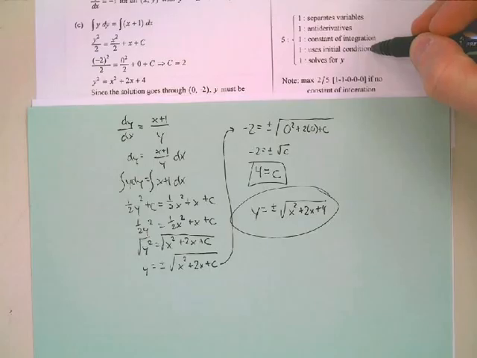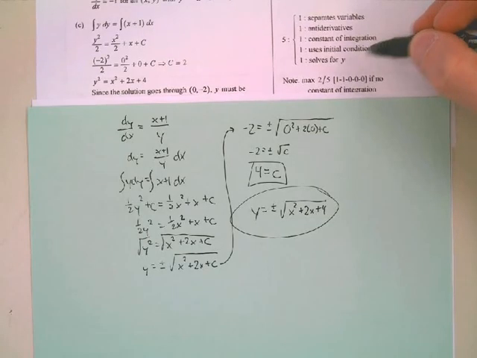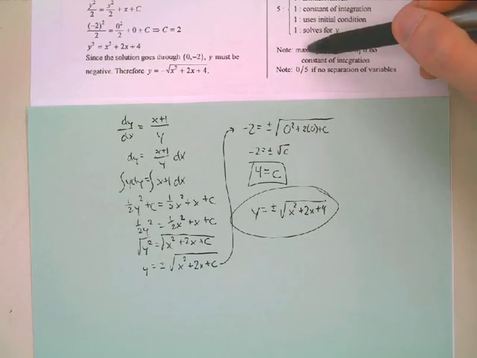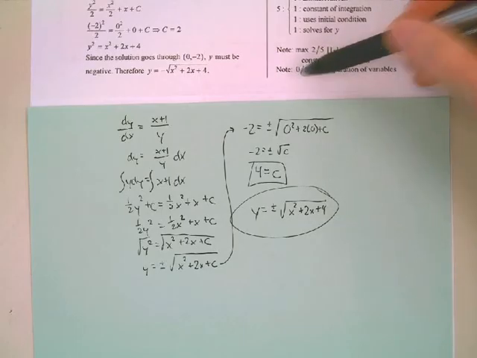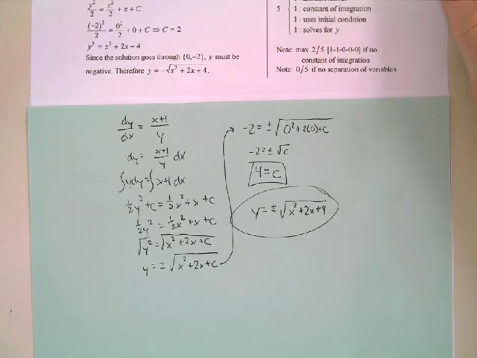Okay? Notice this. 2 out of 5 points maximum if you don't put in a constant of integration. And you get no points if you don't separate your variables. Okay? So keep those things in mind. Those are big things. Putting that plus c, okay, huge points, right? 0 out of 5 if you don't actually separate variables there. So don't miss that, obviously.